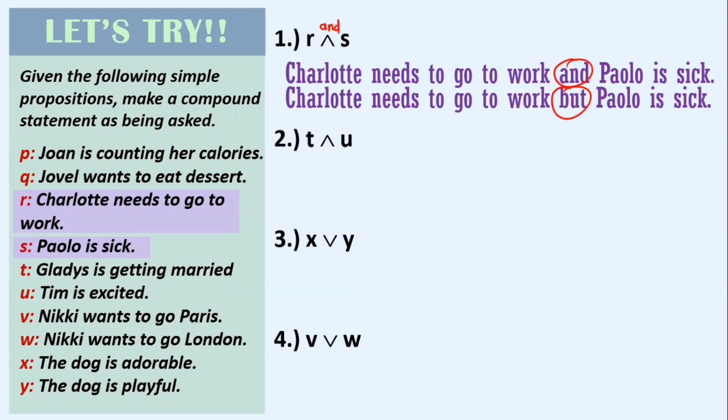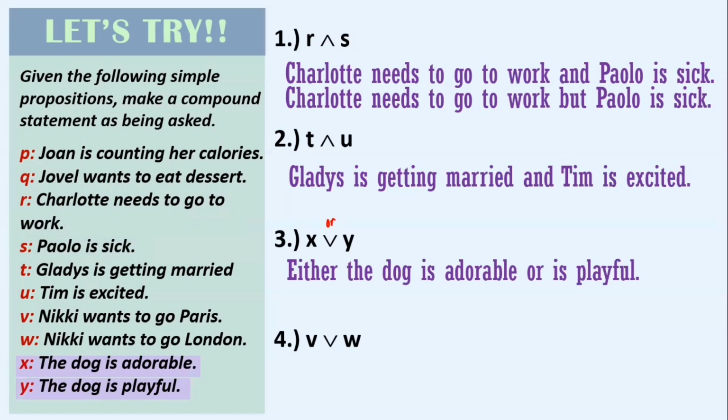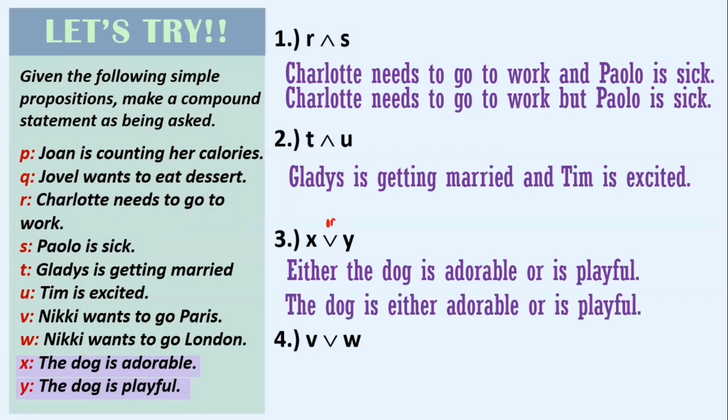Next, number 2: P and U. It's still "and." So we take P and U: Gladys is getting married and Tim is excited. Next, number 3: X or Y. The operator we use here is "or." We can use "either...or." So we have: either the dog is adorable or the dog is playful. We can also say: the dog is either adorable or playful. So we used "either...or."